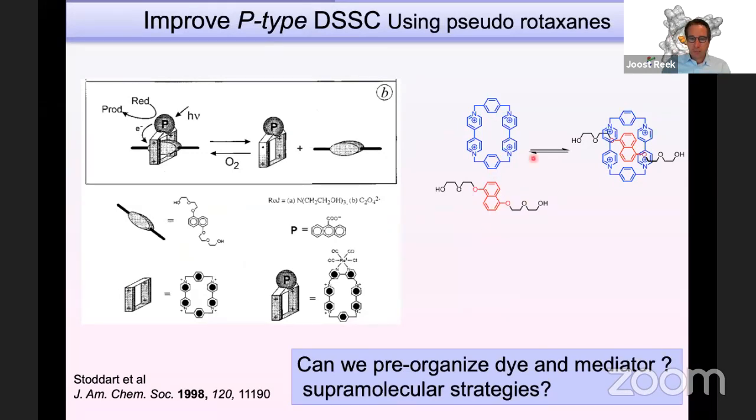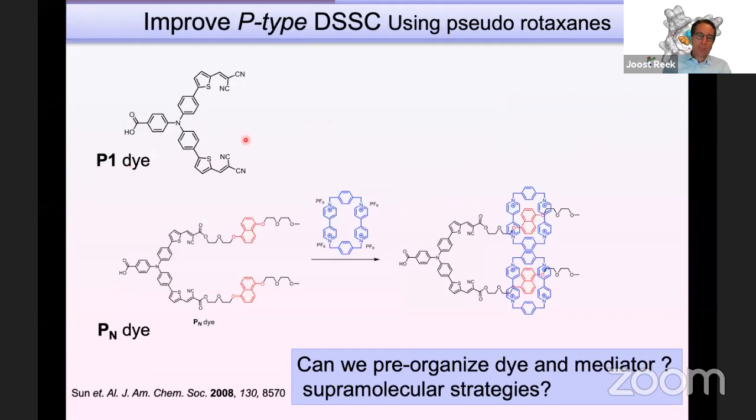So based on interactions between this charged ring and this electron-rich naphthalene ring, you can form in solution these types of pseudo-rotaxanes, where this thread is inserted into this ring. And the redox properties of this viologen analog are ideal for redox mediating. So we thought maybe we can convert this P1 dye that had been reported by Sun into a PN dye that contains these threads, and these threads can then bind or pre-organize this redox mediator when attached to a surface.